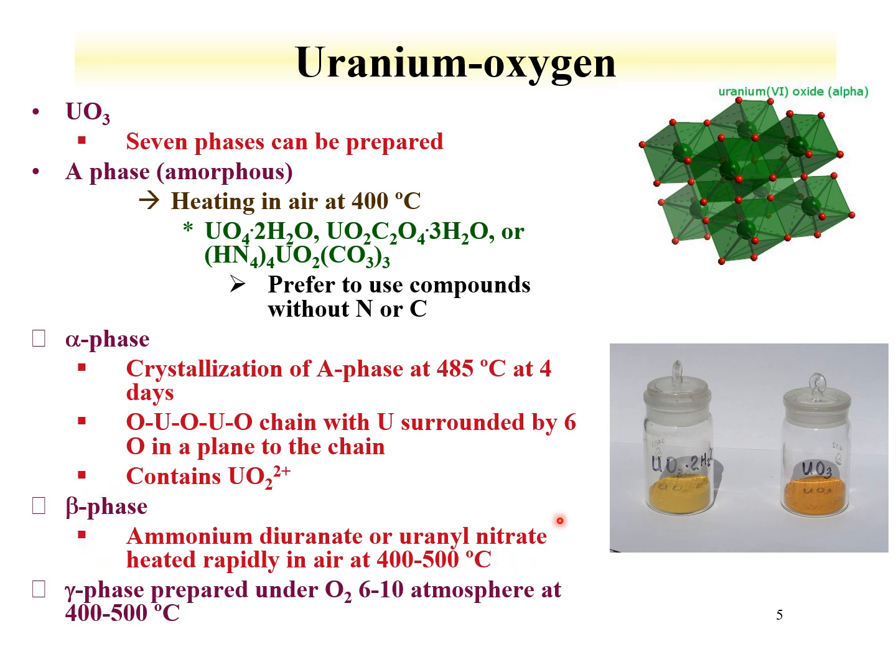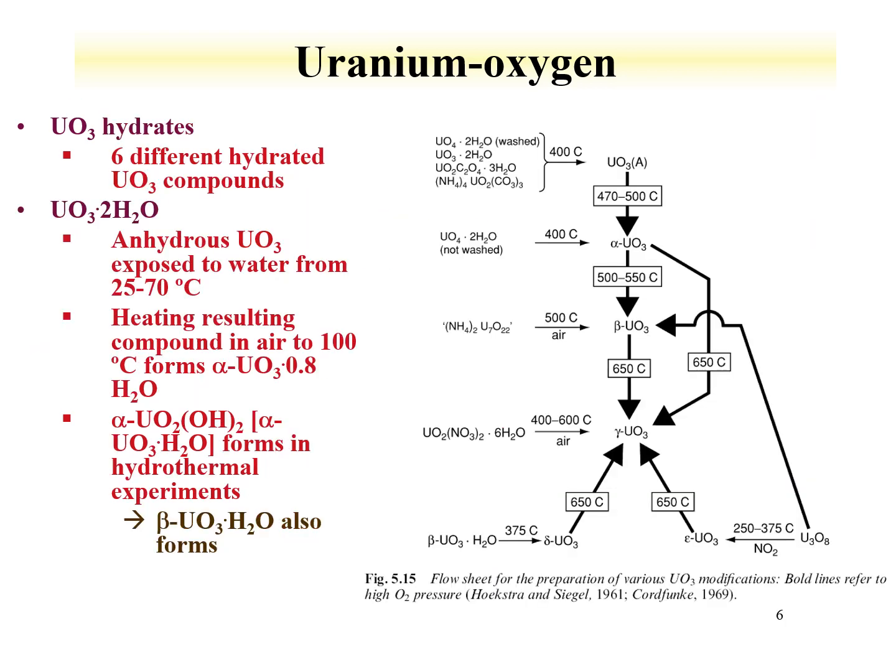The beta phase can be made by taking ammonium diuranate or uranyl nitrate and heating rapidly in air at between 400 and 500 degrees. The gamma phase has been prepared by heating the same sort of materials in air, under oxygen at higher atmospheres. Here's a complete route for making different uranium trioxides. You start with different starting materials and different temperatures, getting different phases.